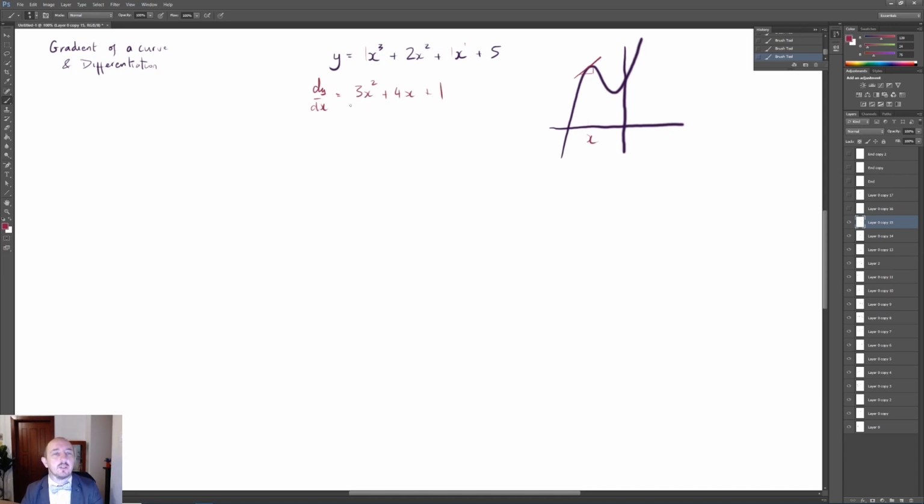Alright, so now that we've found this dy by dx, that tells us that if we put the x coordinate into this new function, that will tell us what the gradient is. Okay, so if this point was, say, minus 2, okay, then we would put minus 2 into this new equation, and that would tell us the actual gradient at that point instead of an estimated version. But what we usually want to know when we do this is the turning points. So the turning point is where the gradient is 0.